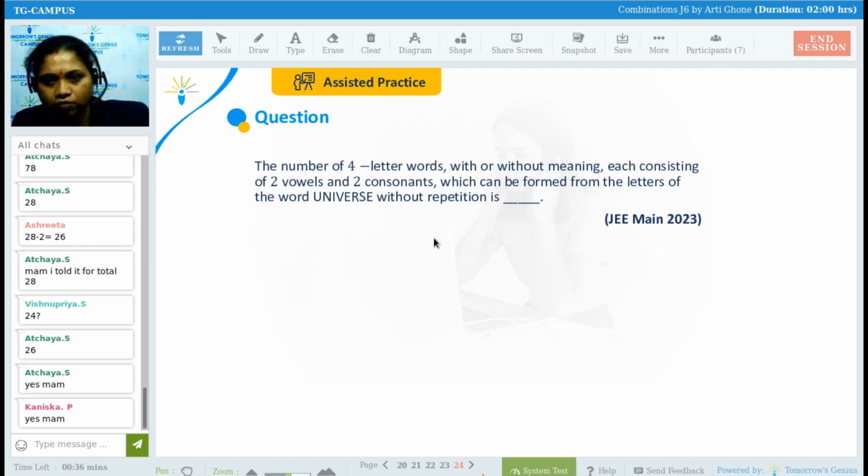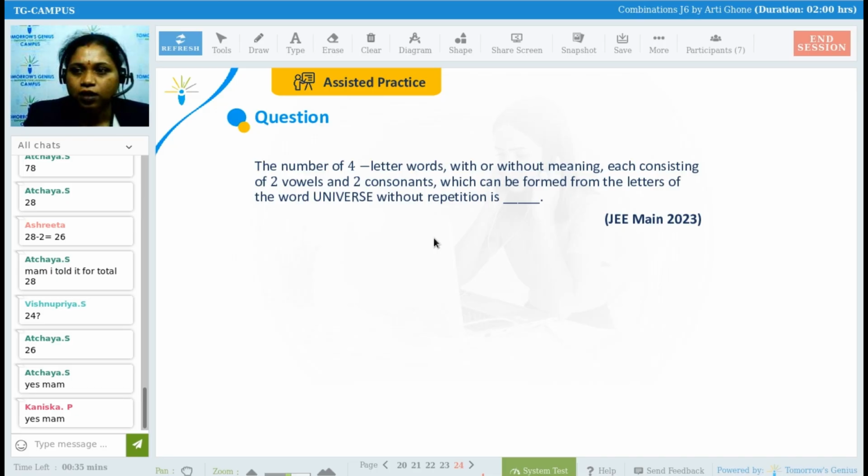Okay. Next question. The number of four-letter words, with or without meaning, each consisting of two vowels and two consonants, which can be formed from the letters of the word UNIVERSE without repetition is. Many students ask me, ma'am, this is a question of permutation, why are we taking it in combinations? Obviously, this is a question of permutation, a letters-related problem, right? So it's a question of permutation, but it can be done in the way of combinations also. That's why I've kept it in this PPT particularly.